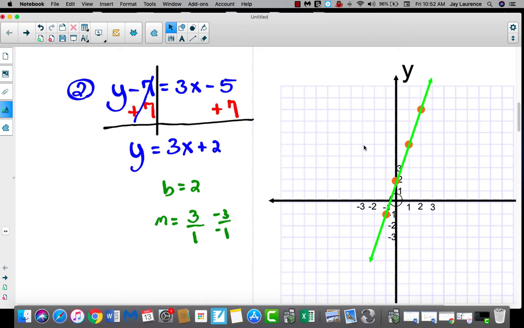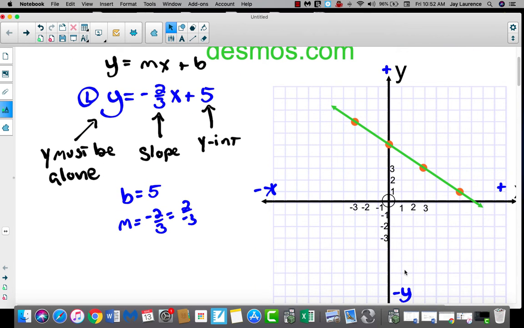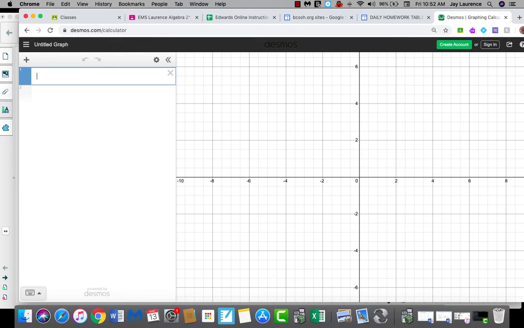All right, now I need to show you how to do these on Desmos. Let me see, I think I've got Desmos ready to go right here. The first equation was y equals -2/3 x plus 5. So I'm going to bring up Desmos, and I'm going to type in y equals -2/3.